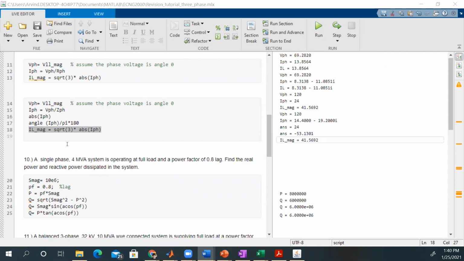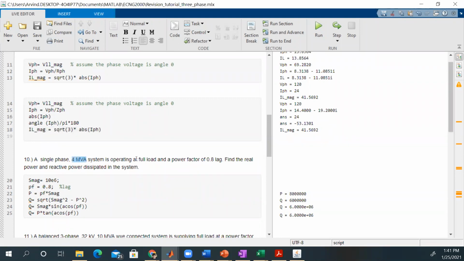Of course, reactive power doesn't really get dissipated. It is only the real power that gets dissipated, right? So what is the information we have here? It is a 4 MVA system. It is operating at full load. That tells us what percentage of this 4 MVA is currently being used. And then we have the power factor, which tells us how that 4 MVA is split up between real and reactive power. So the percentage of full load tells us what percentage of the 4 MVA, and the power factor tells us how that is split.